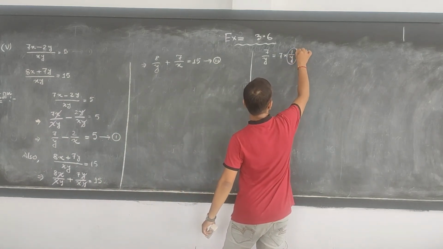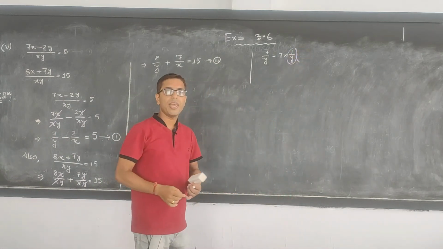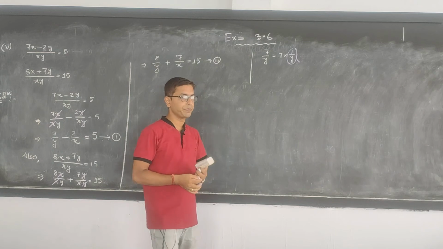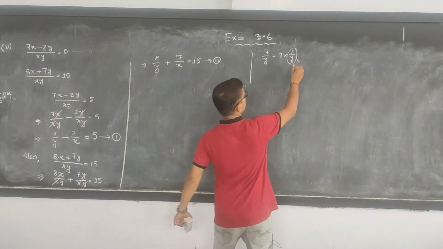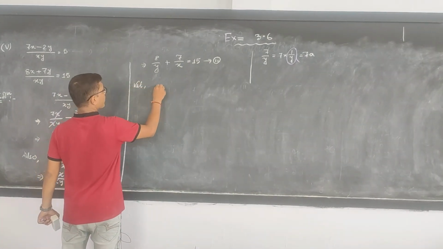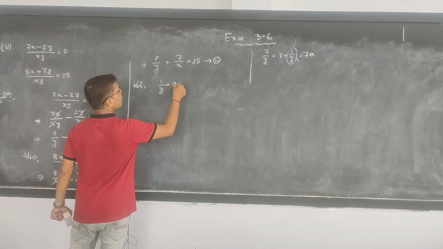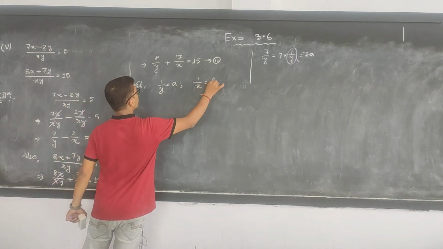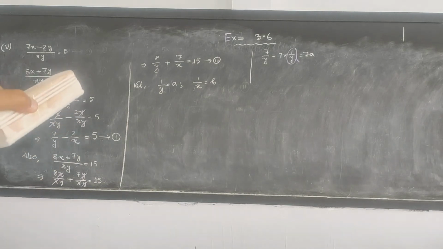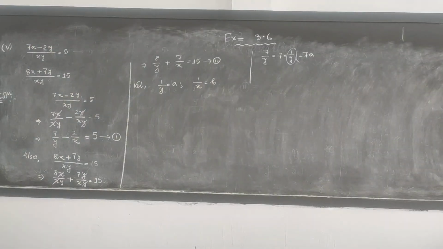And 1 by y will become a. If we consider 1 by y is equals to a, then it will become 7a. So let us write. Now let 1 by y is equals to a and 1 by x is equals to b. It doesn't matter, you need not always take 1 by x as a, or 1 by y as b. You can take 1 by y as a and 1 by x as b also, as I have considered.